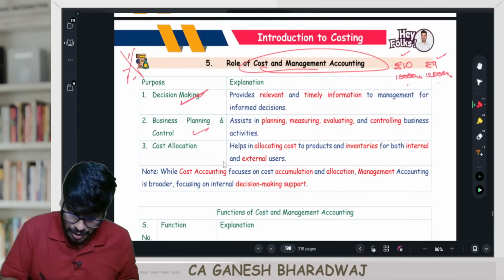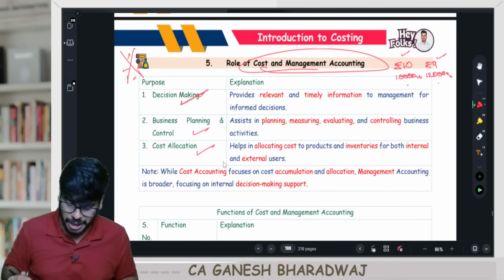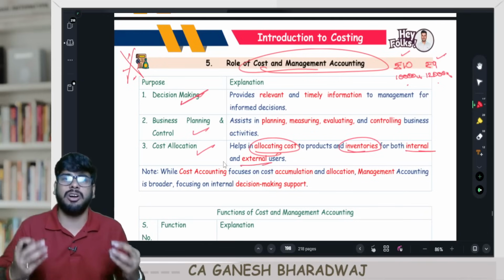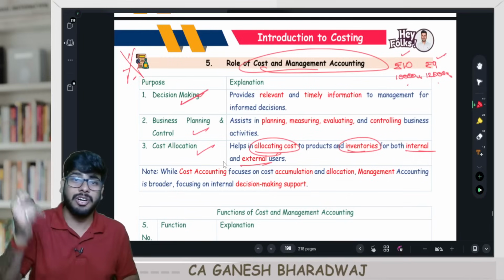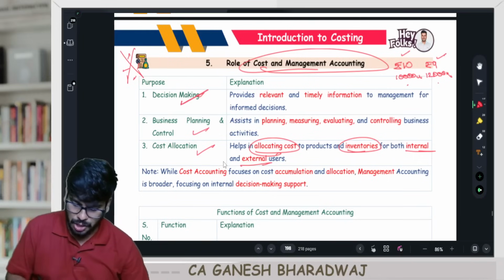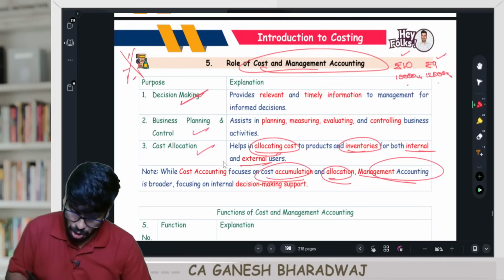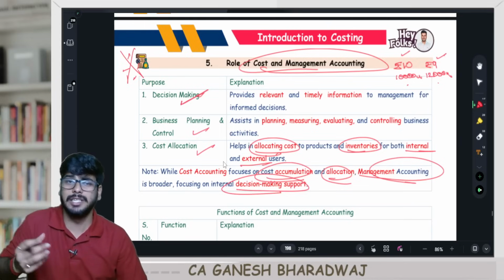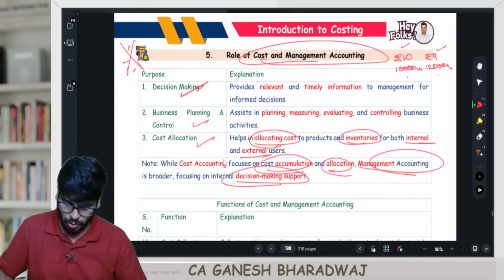And of course, the other one is your cost allocation. Basically your stock valuation and profit computation. And also look at this, it helps in allocating cost of products and inventories for both internal and external users. Look at this, stock is valued only in our subject. So in financial accounts, stock is not getting valued. Only in cost accounts, stock gets valued. Clear with this, guys? Note, while cost accounting focuses on cost accumulation and allocation, management accounting is broader and focuses on decision-making support. I told you, cost accounting significantly deals with your stock valuation and profit computation, whereas your management accounting deals with decision-making and control functions, right?